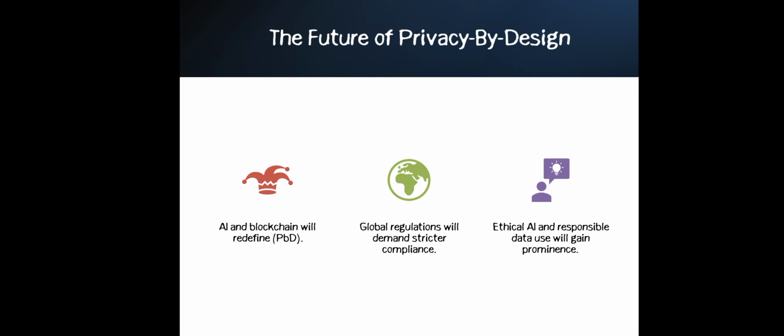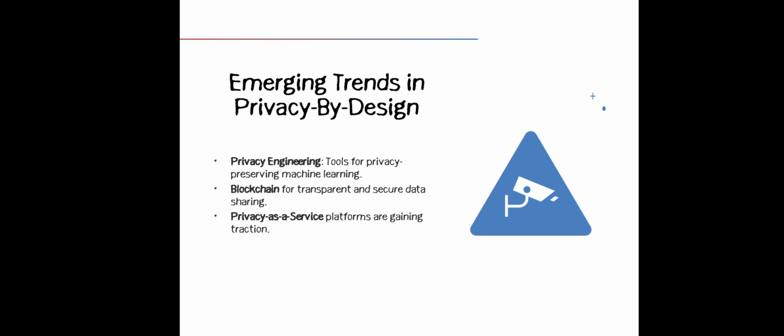Global regulation will demand stricter compliance. Obviously, regulations are getting stricter to meet the requirements as per the laws enforced. Then ethical AI and responsible data use will gain prominence.